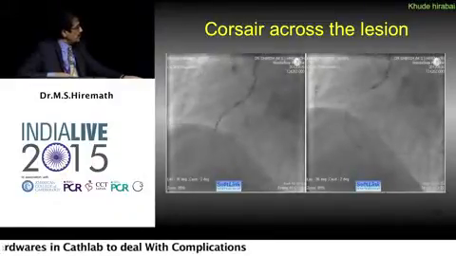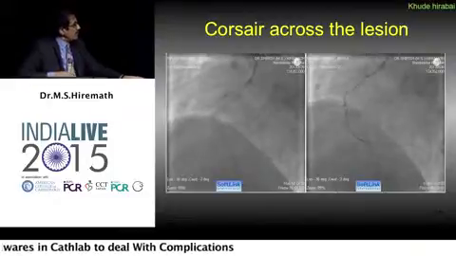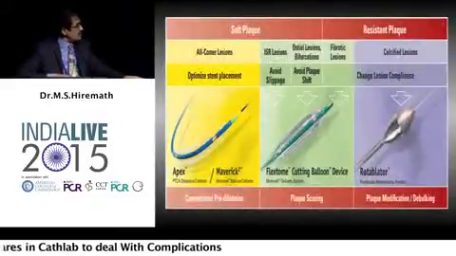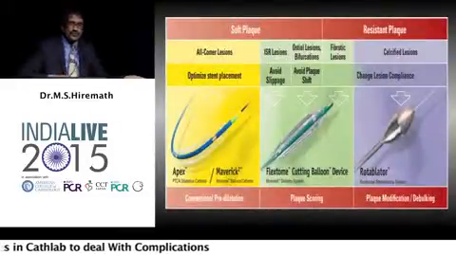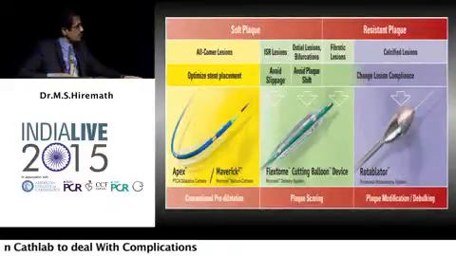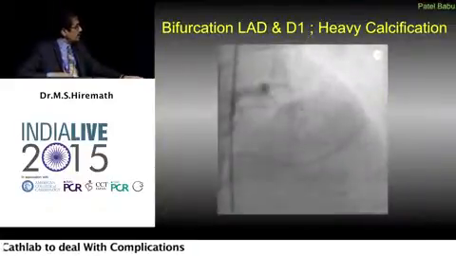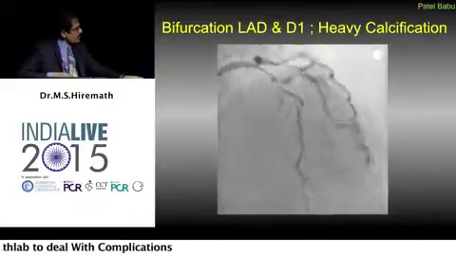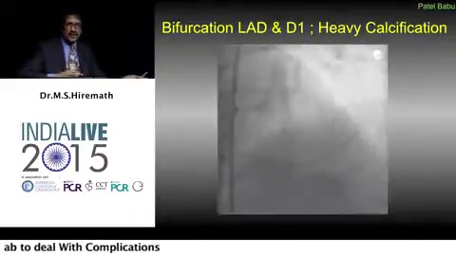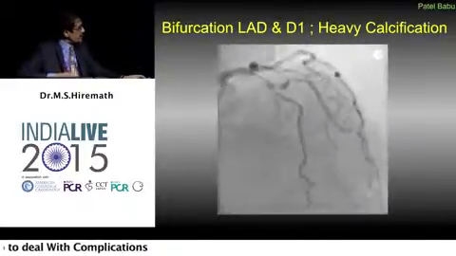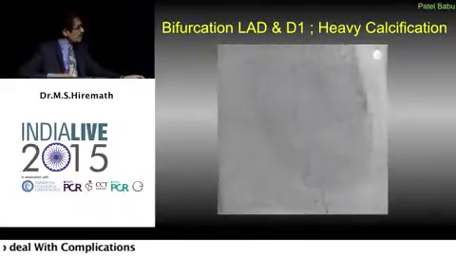And then the balloon crossed. So whenever you're talking of very resistant plaques, you talk of cutting balloon or Rota. And here in this particular case, you have a bifurcation, some kind of aneurysm in that area with heavy calcification.